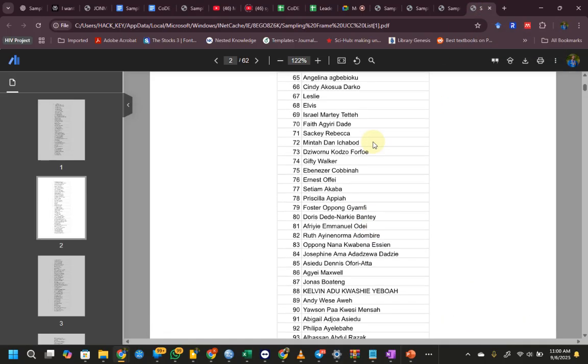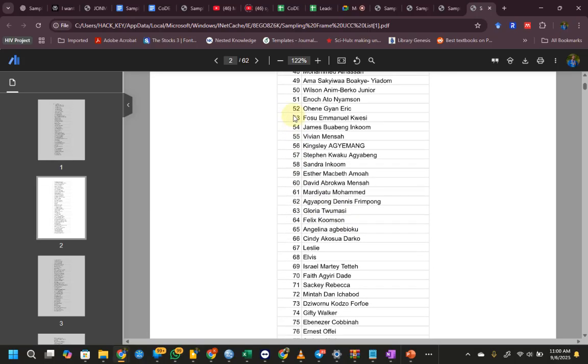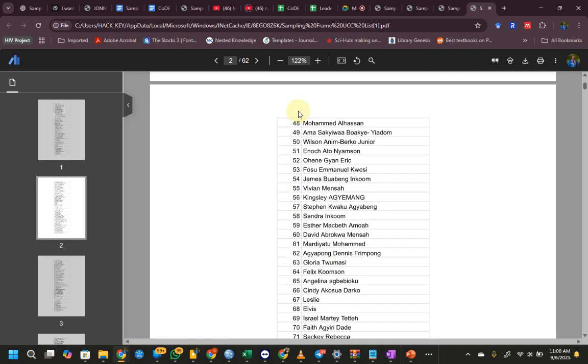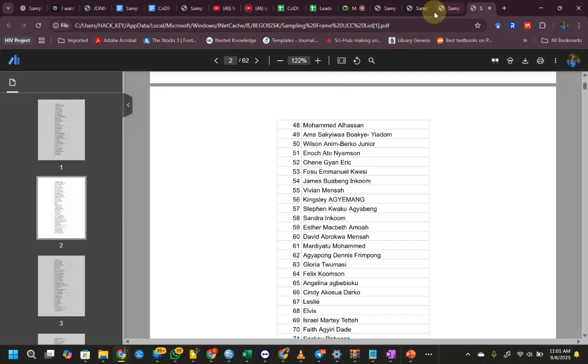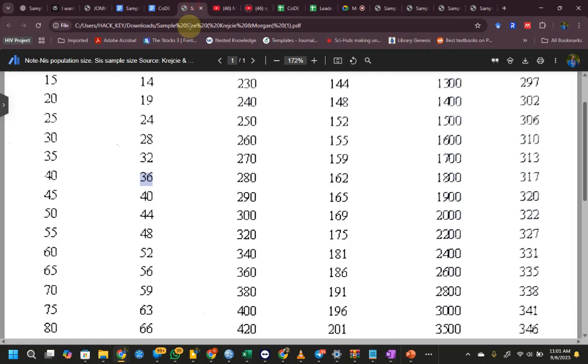Number generator, you can even do the lottery. So you write these numbers here, 0 to the sample size of 36. Then you put it in a box, you shake, shake, shake, shake.